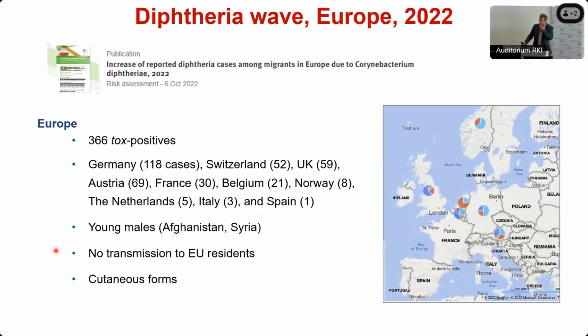Now, a second example of diphtheria outbreak investigation is this European event. So in 2022, we witnessed nearly 400 tox-positive cases in Europe. These were in different countries that you can see on the map and on the slide. Mostly young males, probably 2/3 of them either from Afghanistan or from Syria. No transmission to EU residents. And in almost all cases, it was cutaneous forms.